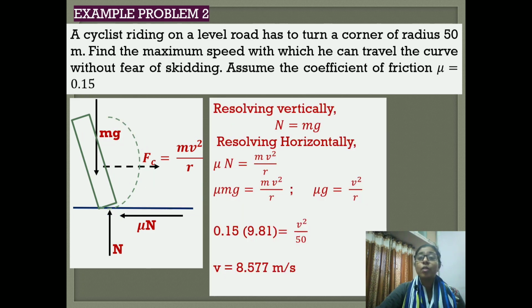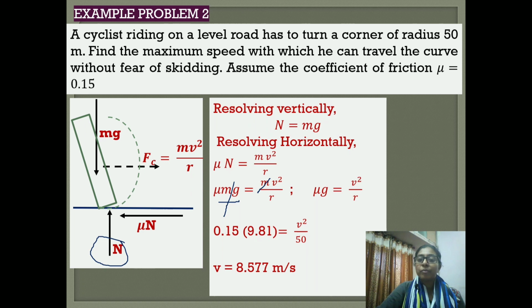Now, resolving vertically, we get N is equal to mg. Resolving horizontally, mu N is equal to mv square by r. So substituting N is equal to mg, we get mu mg is equal to mv square by r. Now we cancel the m. So we get mu g is equal to v square by r.